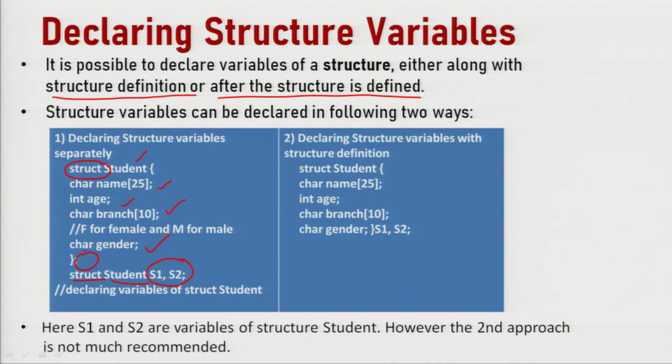Now, just see here in this case, this is the structure definition. Now, this is the semicolon, the closing of this definition. Within this closing of the definition, we have declared two structure variables, S1 and S2. So, these two structure variables are declared within the definition of this structure. So, these are the two approaches which are used to declare the structure variables. The second approach is not a good practice. Most of the time we declare the structure variables by using the first method.